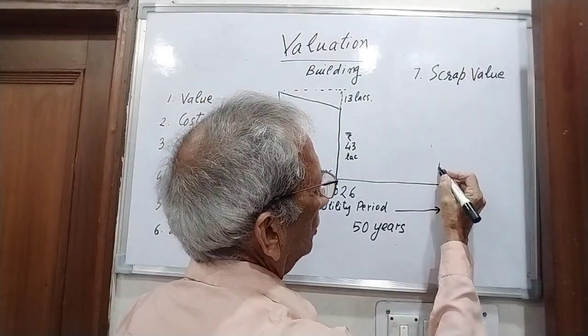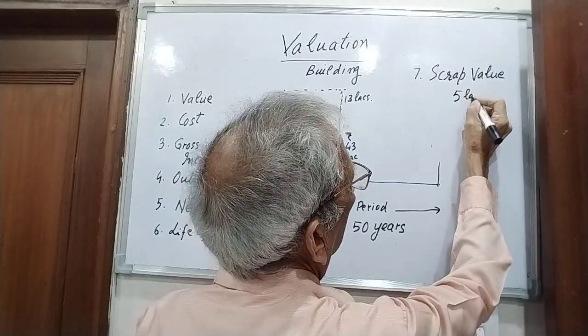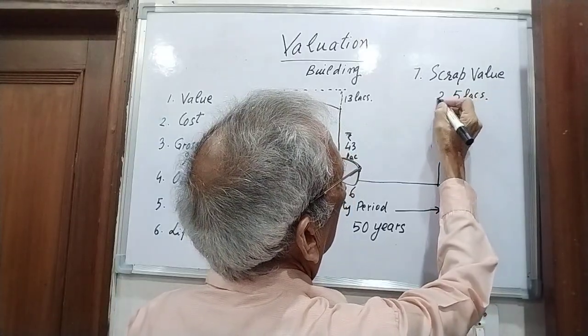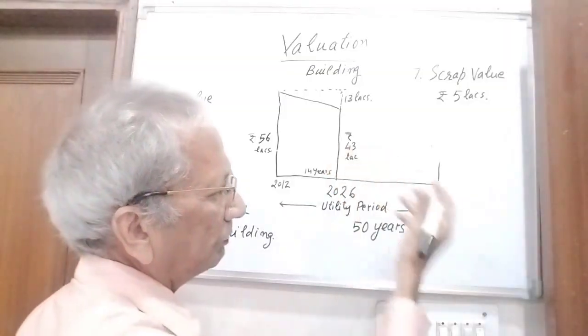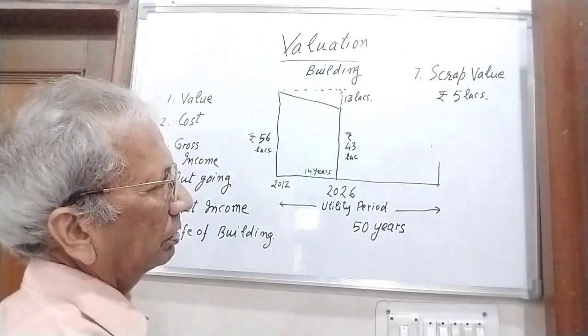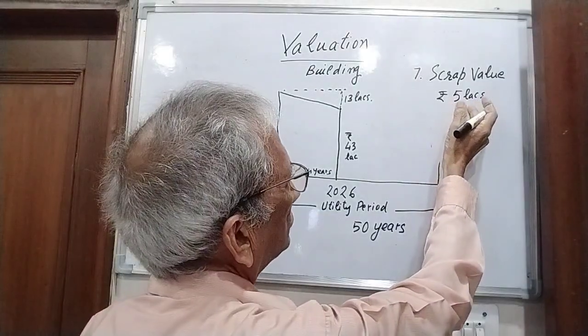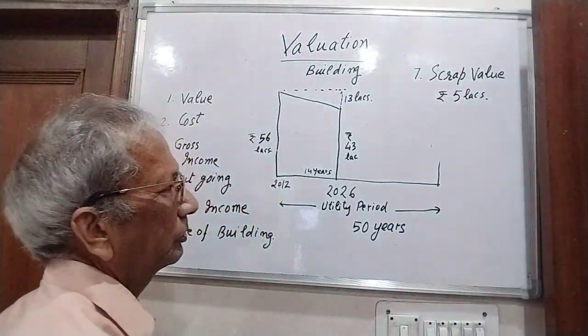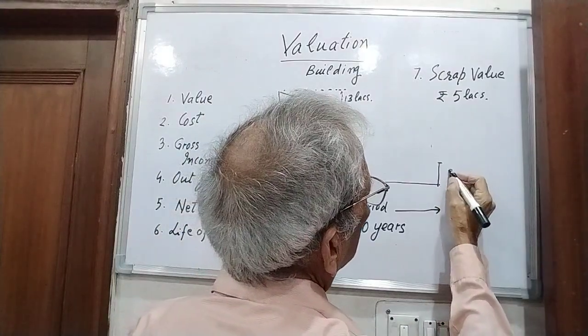We will write here, suppose it is 5 lakhs. After 50 years, when the building is outdated, we will dismantle it. Then we will get 5 lakhs as scrap value from the building. This is called scrap value.